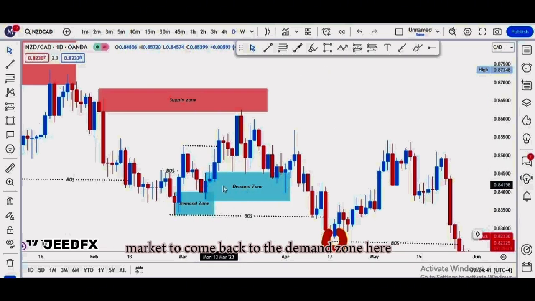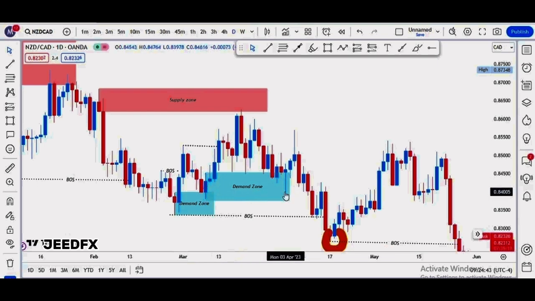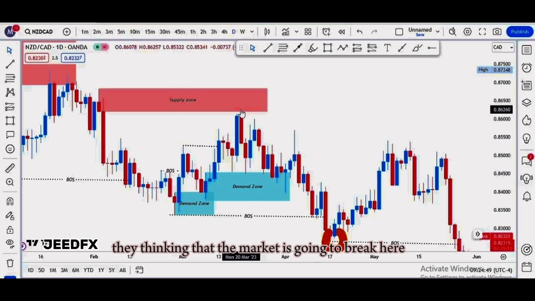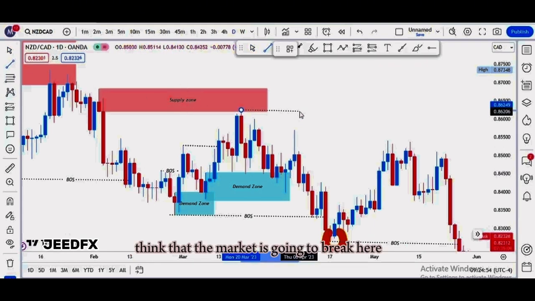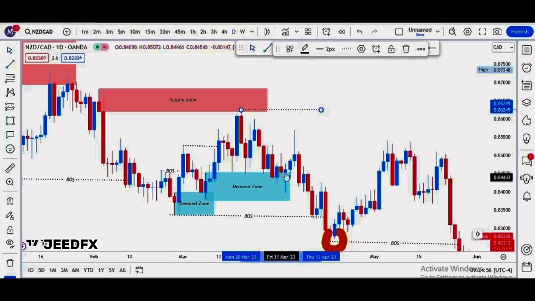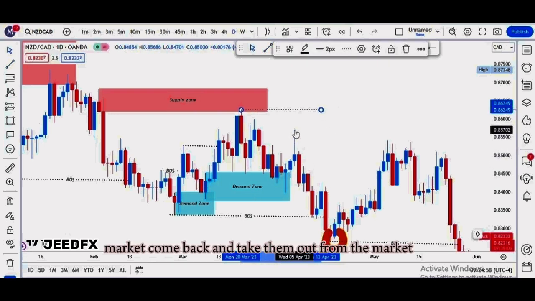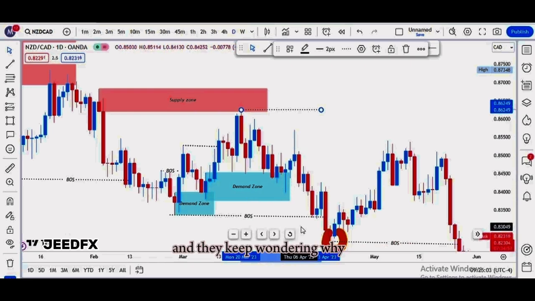They wait for the market to come back to the demand zone. Here, market comes, they enter the market, thinking that the market is going to break here. Market comes back and takes them out of the market, and they keep wondering why they are wrong in the market. They really trade the market in a wrong way.